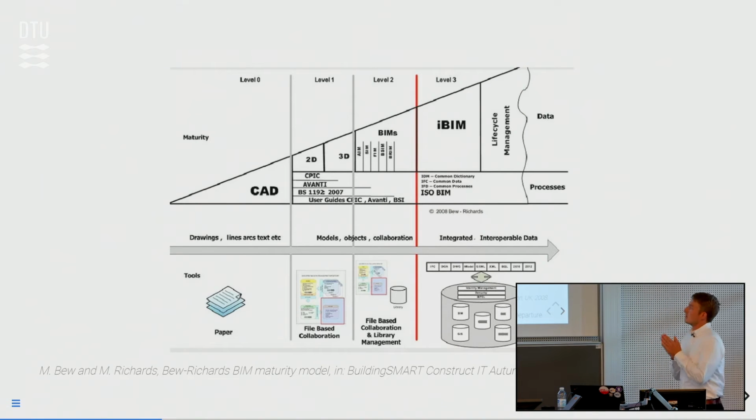So something about the current state of BIM. These are some different maturity stages that are defined in the PAS 1192. And you can see that on the very low maturity level is CAD. And then when we move up, we get these object-oriented models. And level 2, file-based collaboration and library management, that's where we are today. Anything above the red line is future, and that's what we're dealing with in our research.